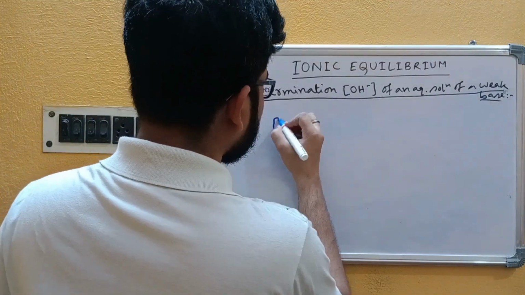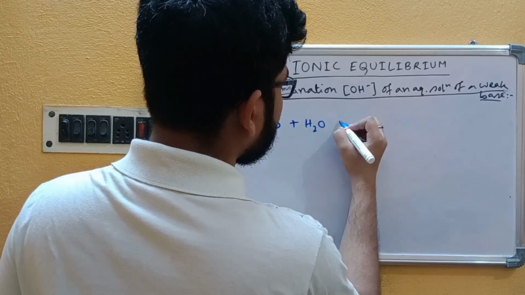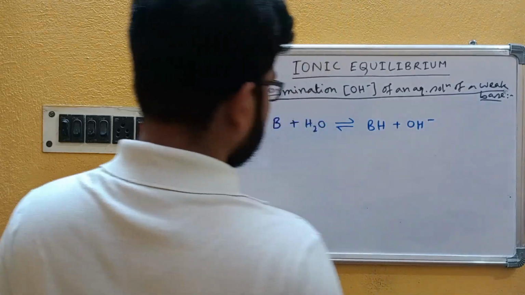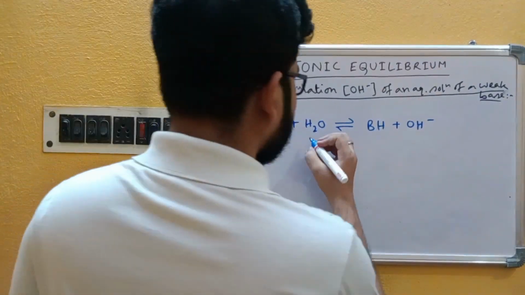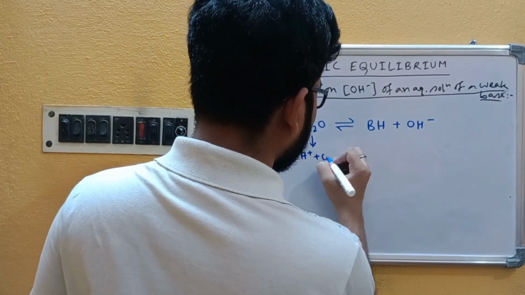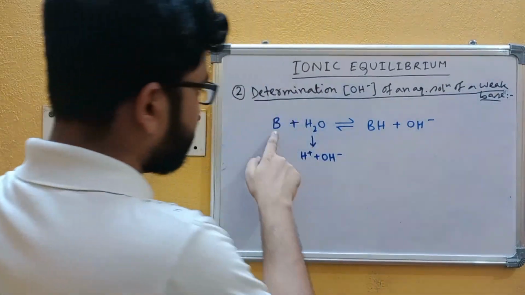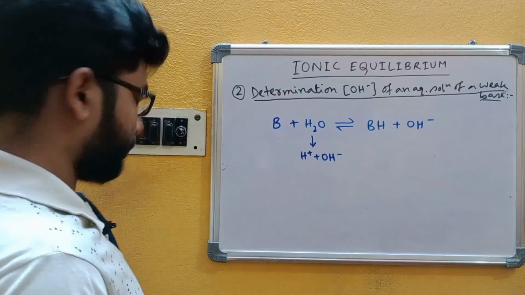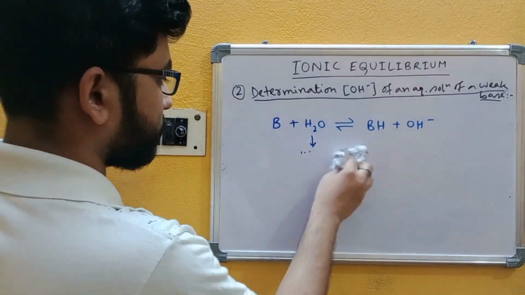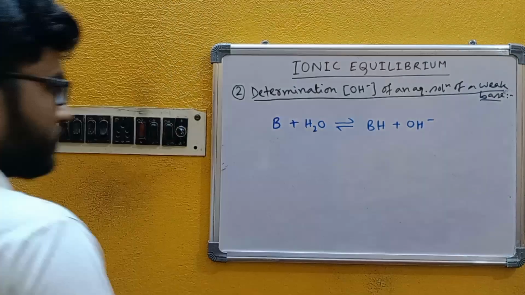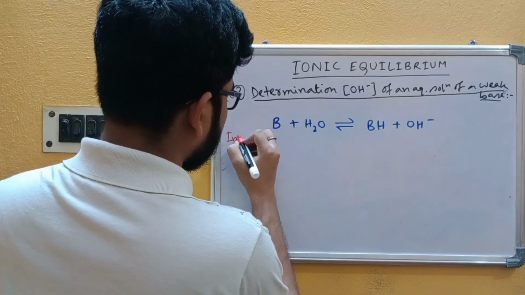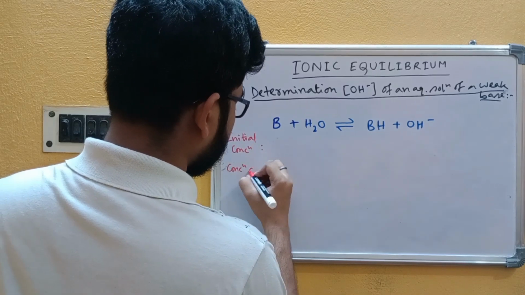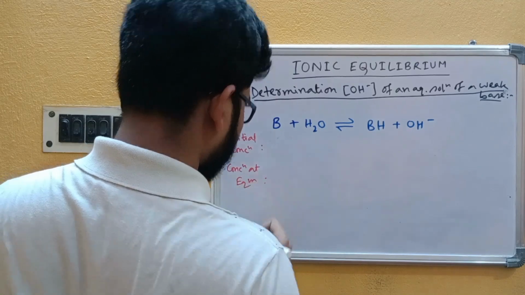Suppose B is a weak base, and in aqueous solution it converts to BH+ and OH-. How can this happen? We assume H2O as H+ plus OH-, then as B is a base, it abstracts this proton and converts to BH+, and this OH- is here. Similarly, you write here the initial concentration and the concentration at equilibrium.